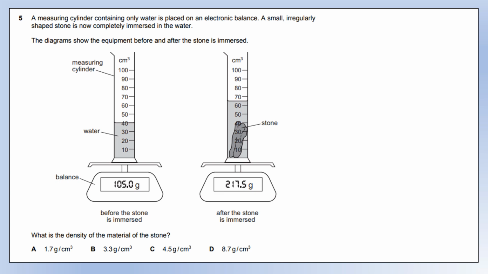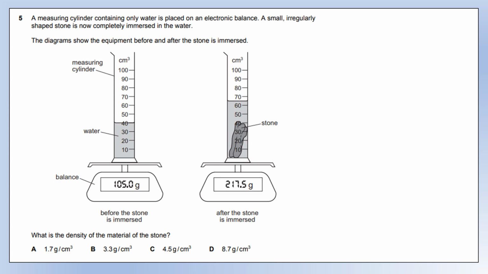Okay, so a measuring cylinder containing only water is placed on an electronic balance. A small irregularly shaped stone is now completely immersed in the water. The diagrams show the equipment before and after the stone is immersed. Okay, so you can see to start with the volume was 40 and now it's 65, and we can see the mass has changed when we added the stone as well.